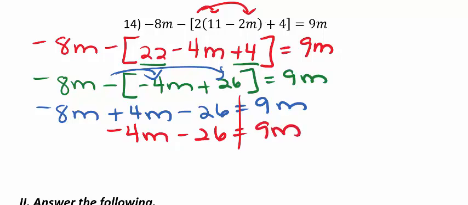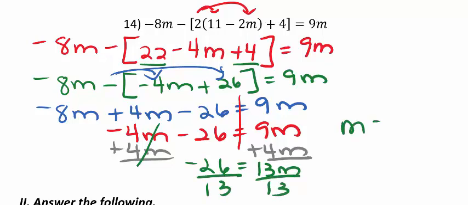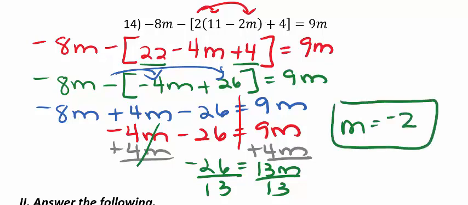Now I want to get the m's together on the same side. I can do that by adding 4m to both sides. It goes away here, and I get negative 26 is going to equal 13m, and then divide both sides by 13. So m is going to equal negative 2.